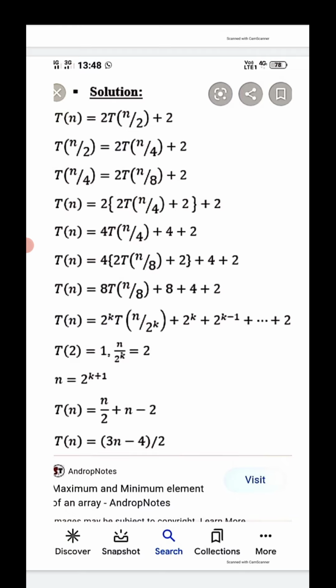Finally you get the time complexity of finding the maximum and minimum element by using the divide and conquer technique. The time complexity is T of n is equal to 3n minus 4 by 2. How do we get it? n by 2 plus n minus 2, here n plus 2n, in the sense 3n minus 2 twos are 4, divided by 2. Finally you get the time complexity T of n is equal to 3n minus 4 divided by 2. This is how we find the maximum and minimum element by using the divide and conquer technique.